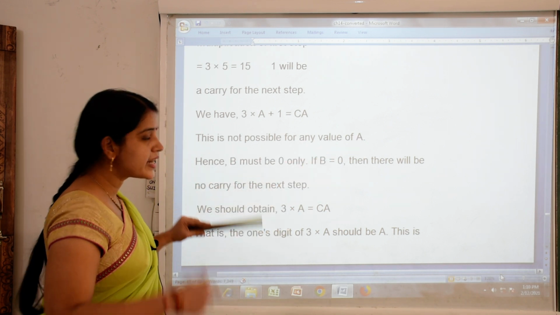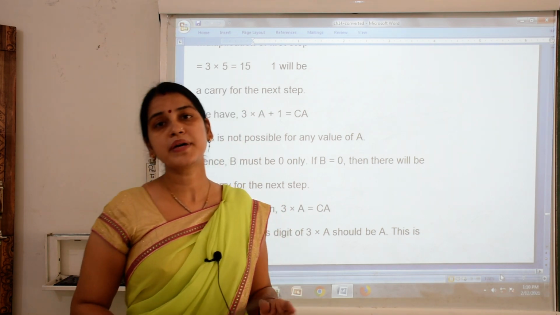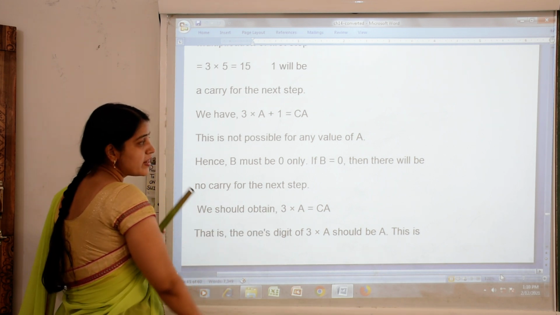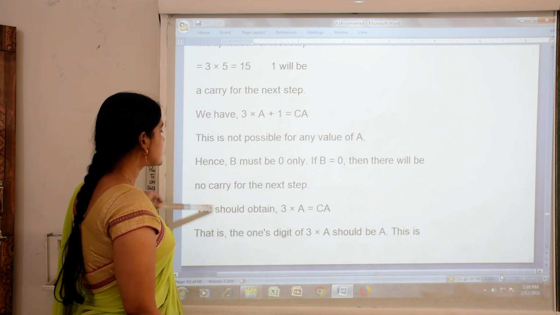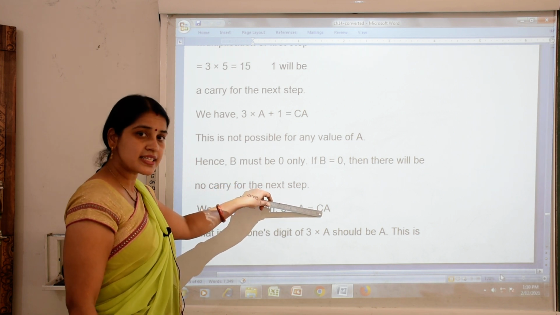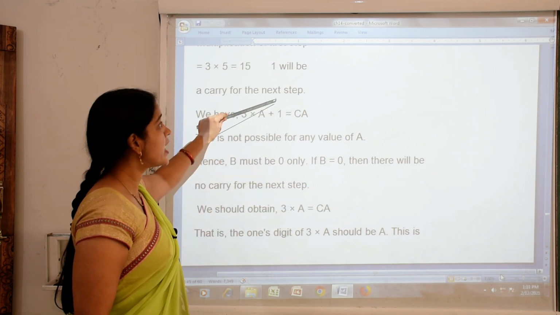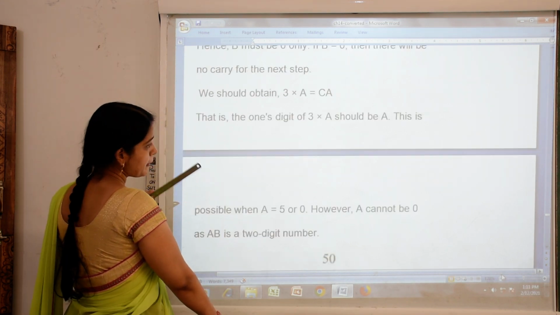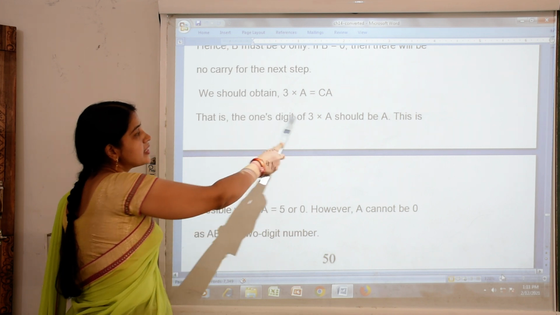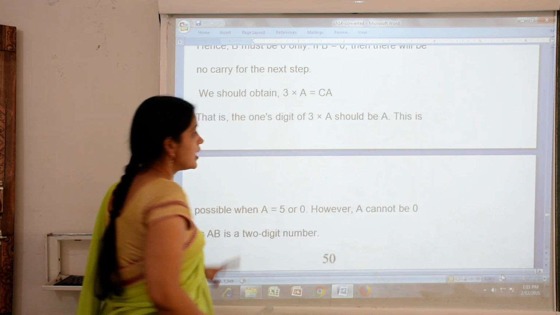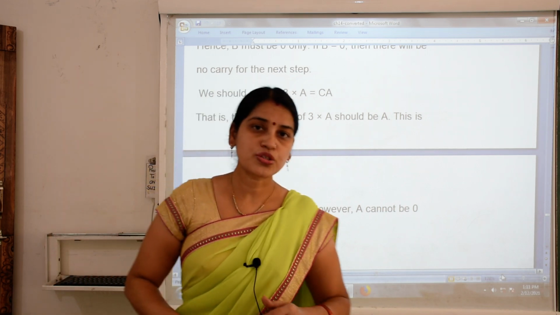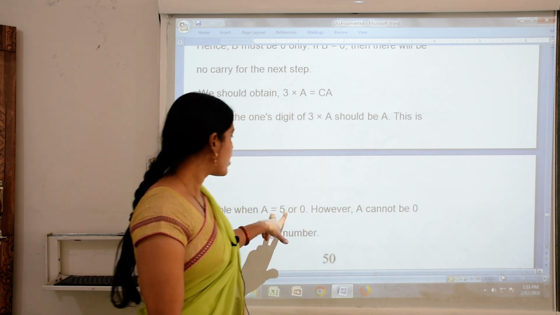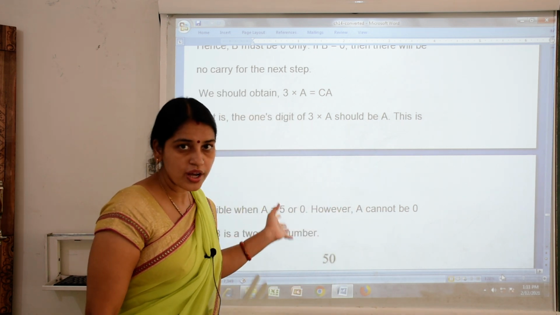Now we take it second case. In second case B must be 0. So if B is 0, then in that case there will be no carry forward for the next step. So we obtain 3 into A as CA, okay. That's why B equal 5 is not possible. Hence B is 0. Now in one's digit 3 into A should be A. So again A you have to choose such that when multiplied by 3, you again get A. So again it has two case, either 0 or 5.